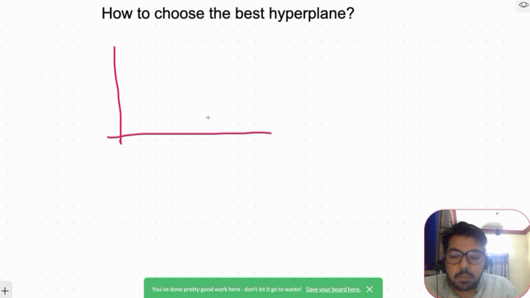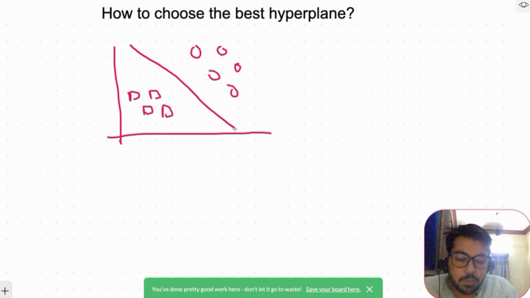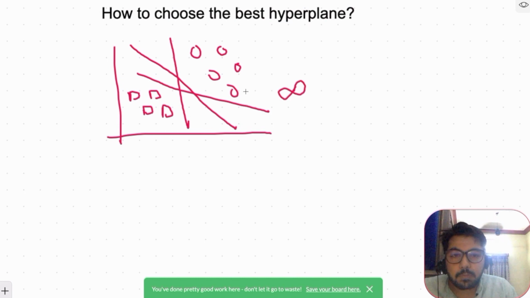Let's take us again to the example of the squares and circles. I have squares available here which are near to the origin, the square class, and I have circles which are available away from the origin. Now we can have this hyperplane which helps us distinguish these two classes. We have this hyperplane, we have this hyperplane as well. So actually we have an infinite number of hyperplanes available. So how to choose the best available hyperplane?